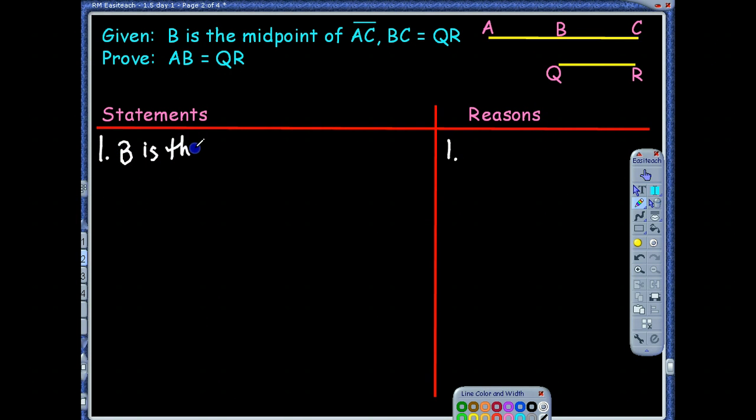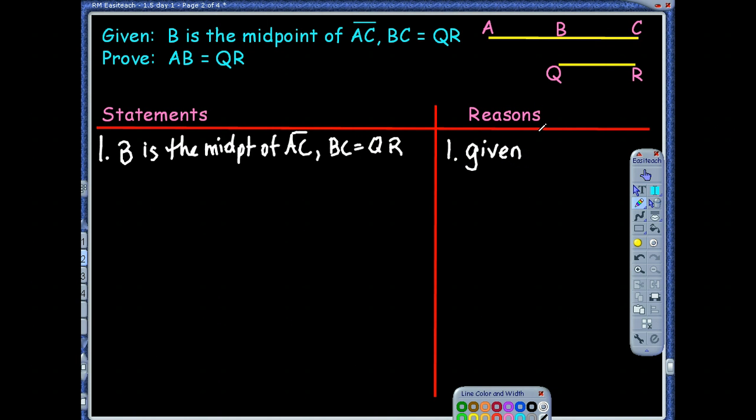B is the midpoint. And you'll notice I'm going to start abbreviating some things, for one just because we can, and two, it allows us less writing, and it still is clear. Just be careful of how much you abbreviate because you want us to still be able to know what you're talking about. Right. And what's the reason for my very first step? Given. Because that's what was given to us.